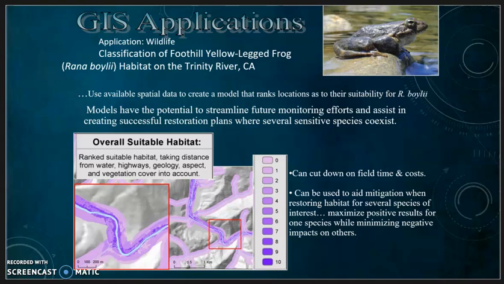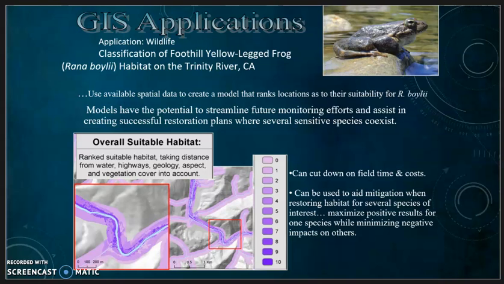So GIS can be applied to a wide range of fields. So let's just take a quick look at this application. This would be for making a wildlife decision. So if we were trying to detect presence of the foothill yellow-legged frog, we can cut down on field time and costs if we were able to have a good idea of where to look for different geospatial data. It also can be used to aid in mitigation and restoring habitat for several species of interest.